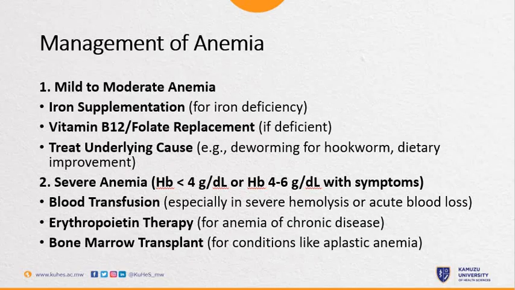And for severe anemia, despite maybe not having identified the cause, if the hemoglobin level is less than 4 or it's between 4 and 6 grams per deciliter and it's symptomatic, then you must perform a blood transfusion, especially in severe hemolysis or acute blood loss. And you can also give erythropoietin for anemia of chronic disease, bone marrow transplant for conditions like aplastic anemia.